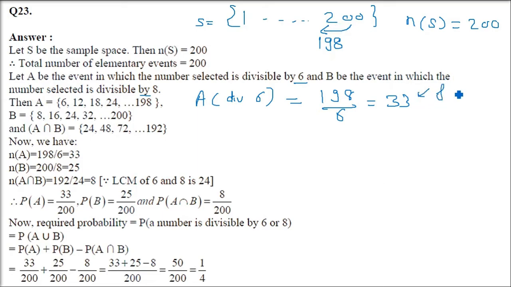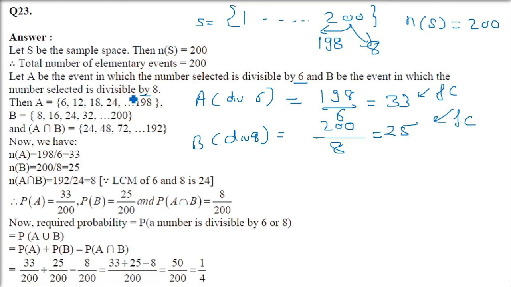These are the favorable cases. So now favorable cases for B, which is the event divisible by 8. So just divide by 8. Now we have to see which is divisible by 8. You have to start from the back, but you don't have to go anywhere because 200 by itself is divisible by 8. 200 by 8 is going to be 25. So these are the favorable cases.